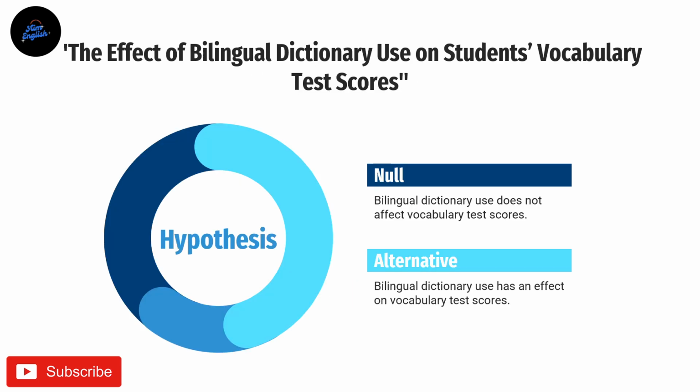If we have another research title as an example, like the effect of bilingual dictionary use on student vocabulary test score, we understand that the null hypothesis of this title is that bilingual dictionary use does not affect vocabulary test score. So again, in the null hypothesis, we always remember something negative. Then the alternative hypothesis here shows something optimistic, a positive effect based on the result of the research. So the alternative hypothesis here is formulated like: bilingual dictionary use has an effect on vocabulary test score.